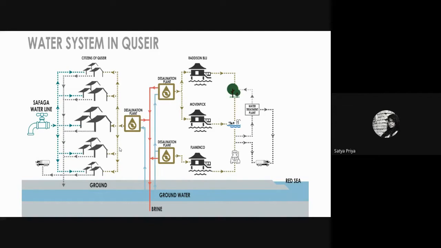So the desalination plant usually gets the water from the groundwater, and they process the water and get potable water. And during this process, a lot of brine water is generated, which is not good for the environment, and that is dumped back into the ground, usually deeper than the groundwater. And in the resorts itself, the water is used for domestic purposes, for the pools and the landscape.